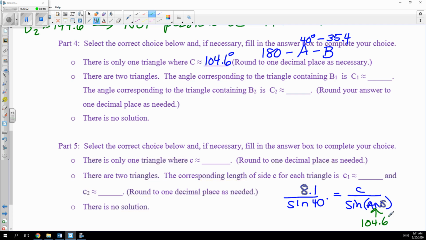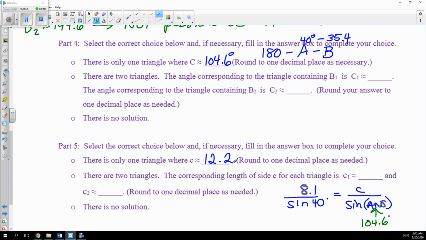And then when you cross multiply and solve that, you're going to get C to be, dang, I probably didn't type that in to figure out what that answer was going to be. So 8.1 times sine of the answer, 104.6, divided by sine of 40. Don't forget to close parentheses behind the 104.6, or the answer. Divided by sine 40 would give me C is approximately 12.2. Okay, that makes good sense. If angle C is an obtuse angle, that side would be a lot longer.